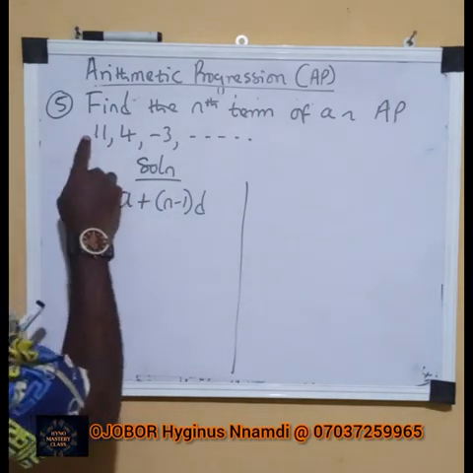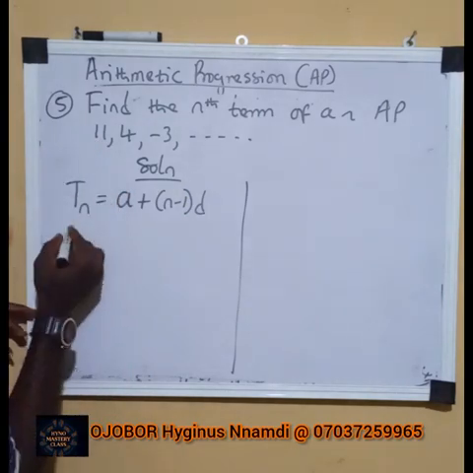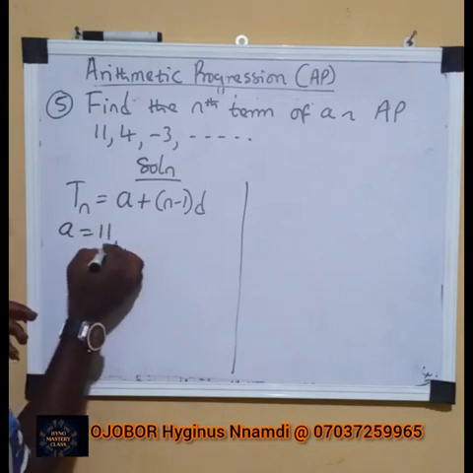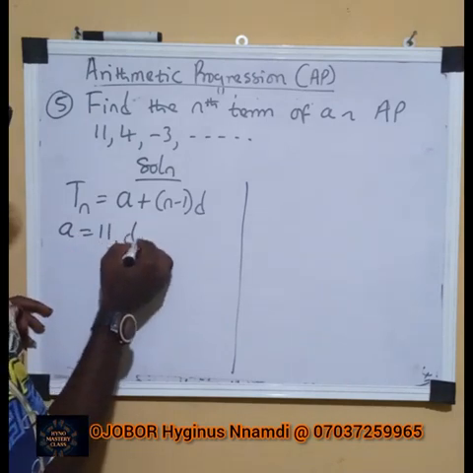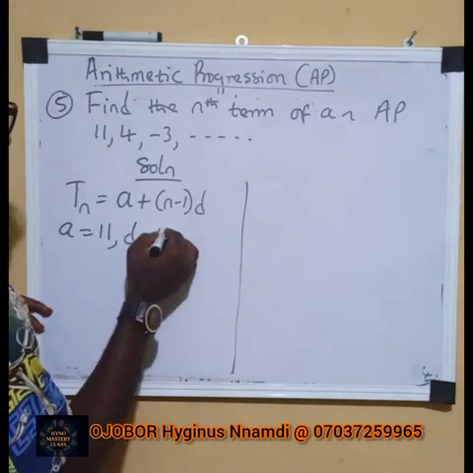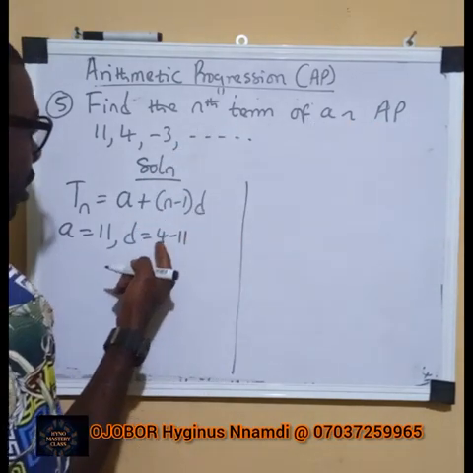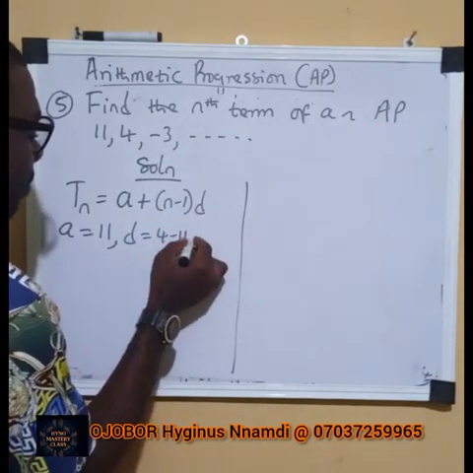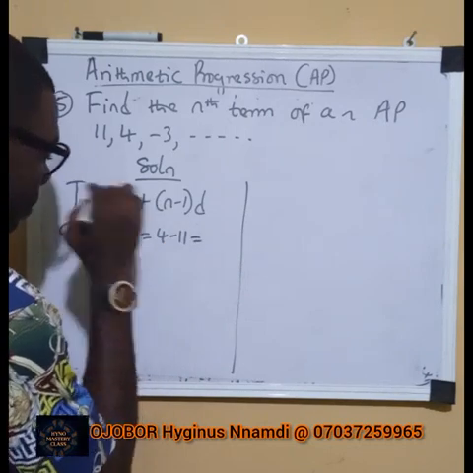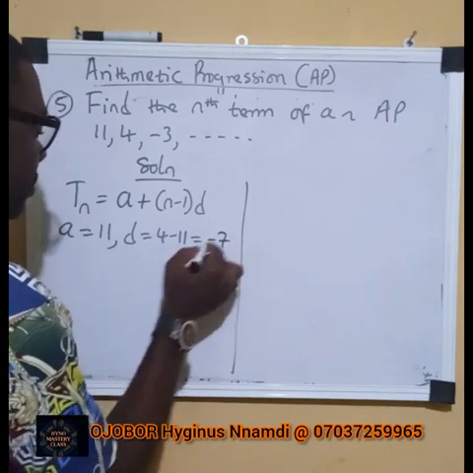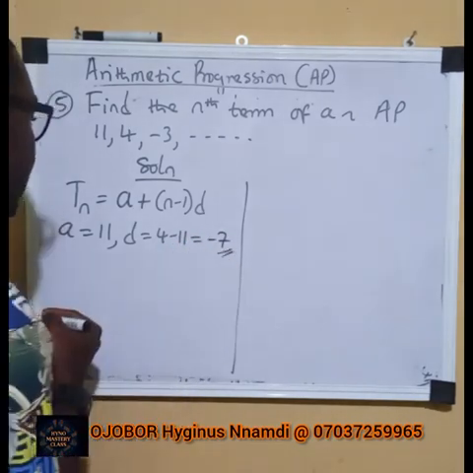So if you look at this now, the first term a is 11, from here. And then the common difference d is the second term minus the first term. 4 minus 11. No need to confirm because we have been told that it is AP. 4 minus 11 will give us minus 7. Yes, that's the common difference, minus 7.